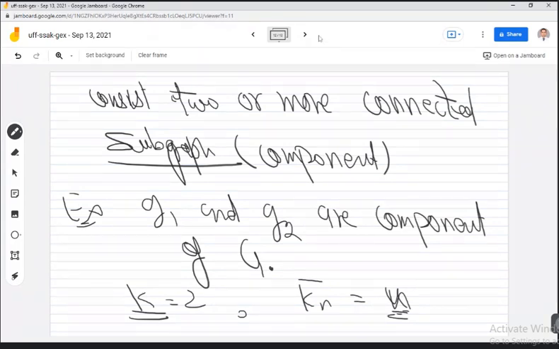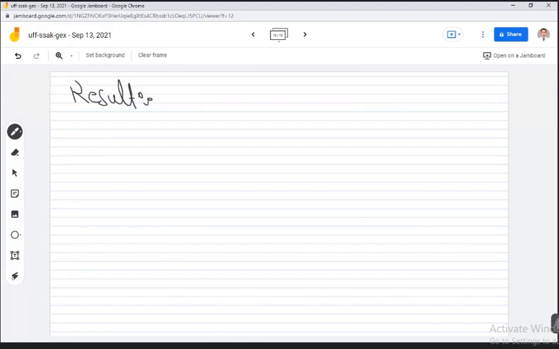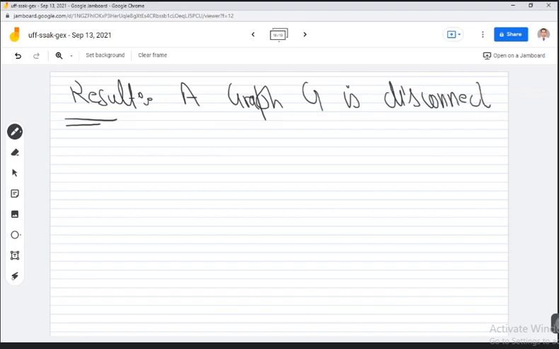Okay, I am writing another. I will stop. That result is that a graph G is disconnected something. Ria, do you have any question? You have raised your hand. Yes, sir. Do you have any question? No, sir. Okay, because you have raised your hand.